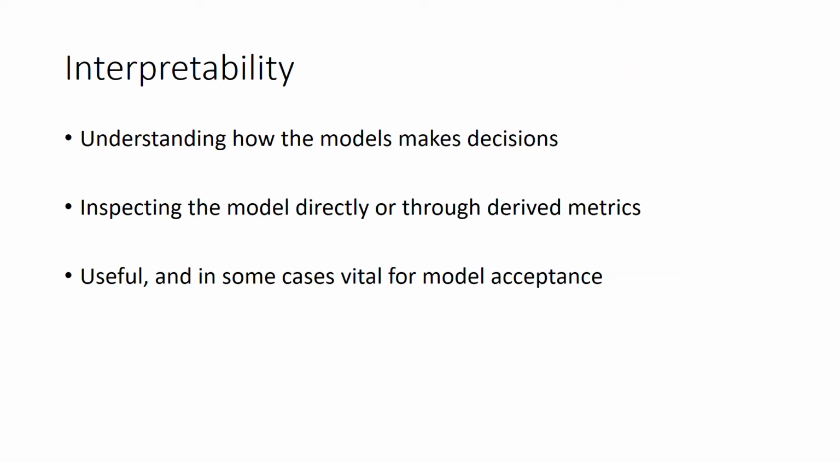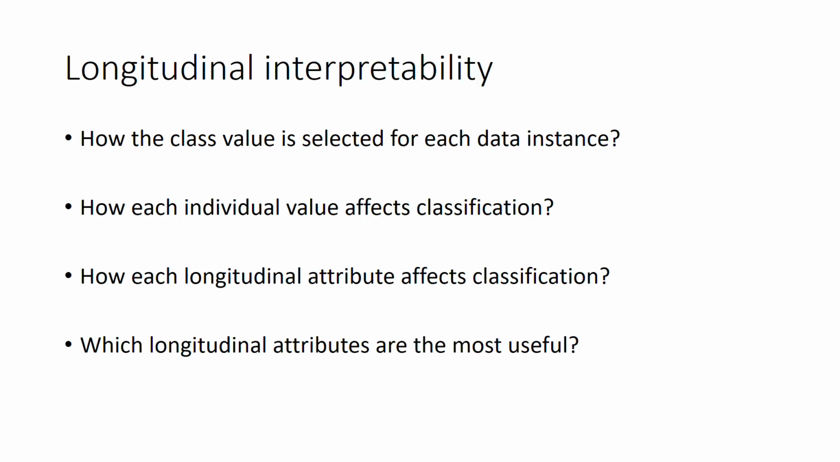Interpretability, in this case, we're referring to understanding how our models make decisions. So we would prefer to have models that can be inspected directly or through some derived metrics that would give us some clarity on how decisions are being made. And in the context of longitudinal interpretability, we have additional questions to answer. So we are not only interested in how each class value is assigned, but we would also like to know how much does each longitudinal attribute affect classification, and we would like to know which longitudinal attributes are more useful than others.